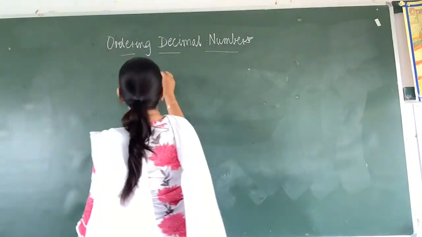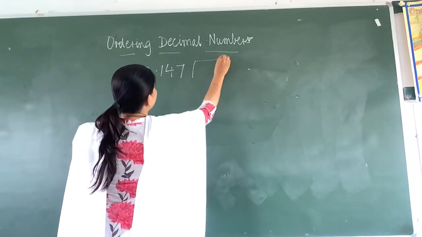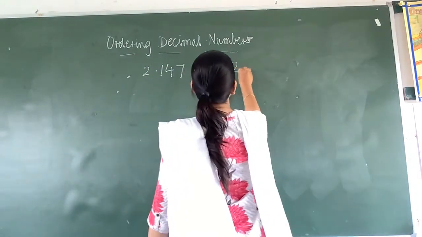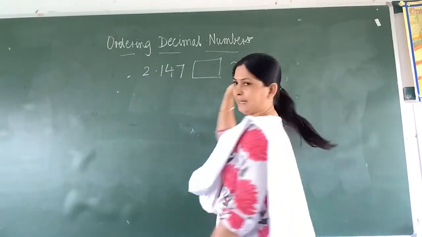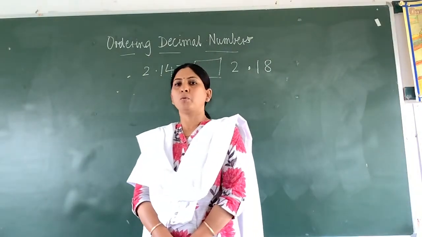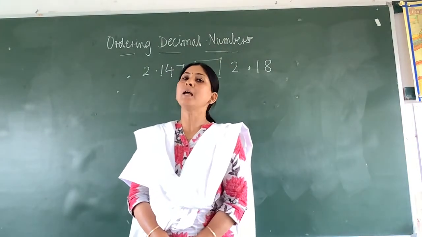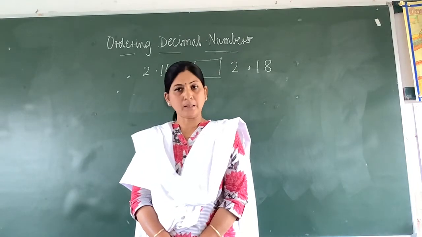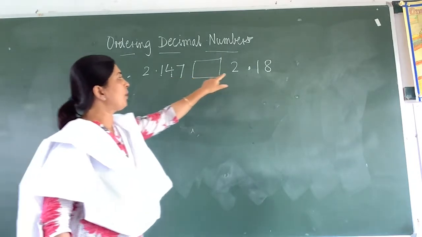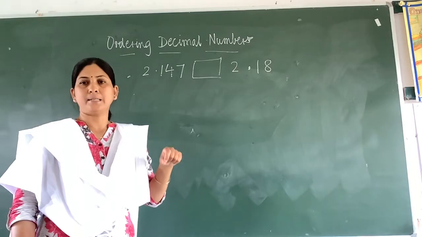Let me take 2.147 and let me take 2.18. Now, children, in the last video, we saw what are like decimals and what are unlike decimals. We learned that in the last video. Now see, 2.147 and 2.18, we have to compare and see which one is a bigger decimal number.